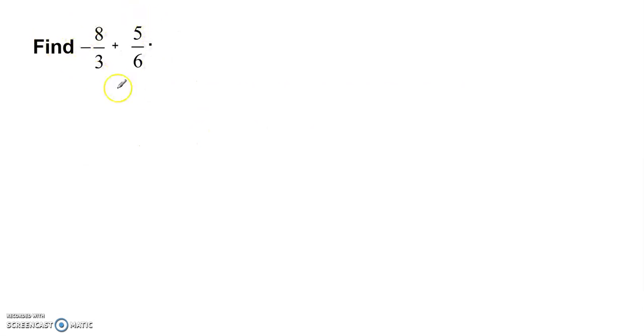And this one is very easy to do, so I'll just let you do that on your own. You just need to make, again, the denominator a 6, so you're going to have to multiply the top and the bottom by 2, and then you use different signs to determine what the numerator is and simplify.